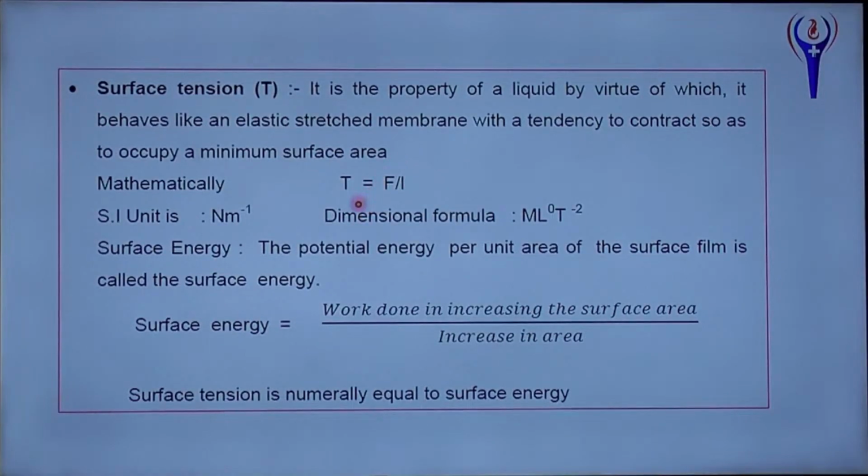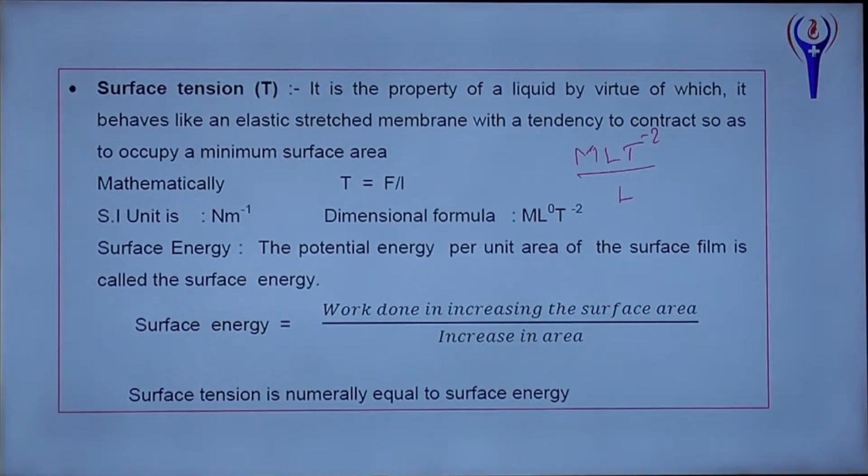Mathematically, surface tension is equal to force per unit length. The SI unit is Newton per meter. Dimensional formula: for force it is M L T to the power minus 2, divided by length L. L gets cancelled, therefore M L to the power 0 T to the power minus 2.